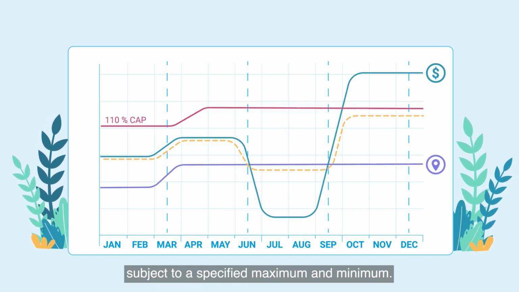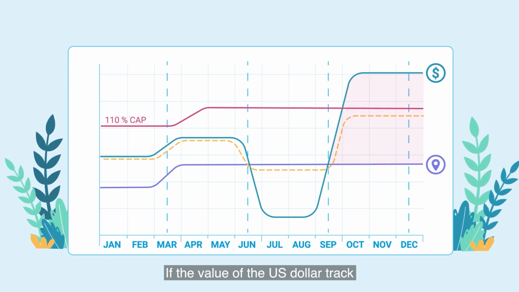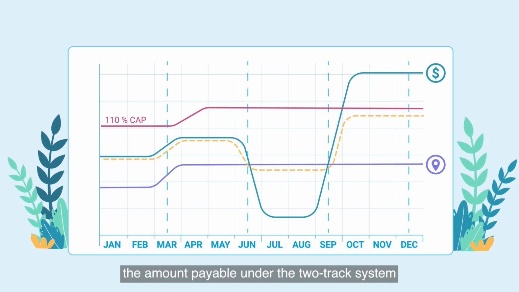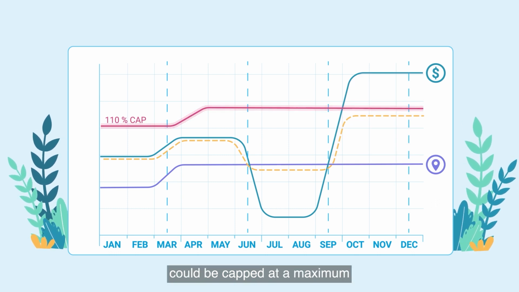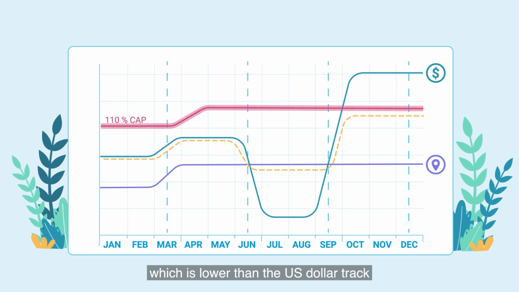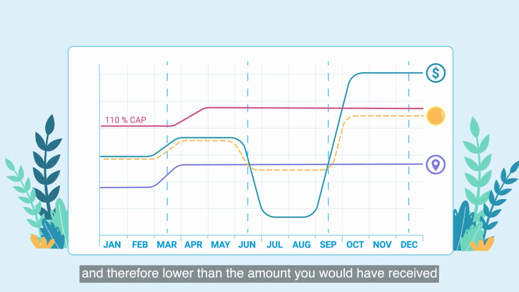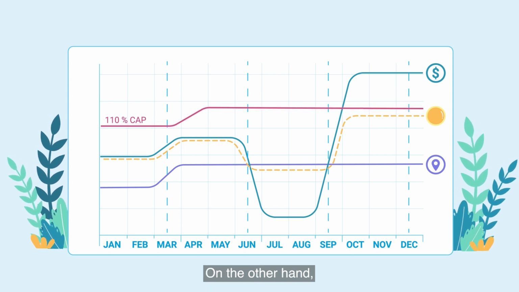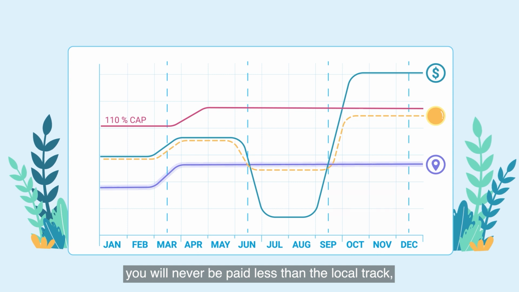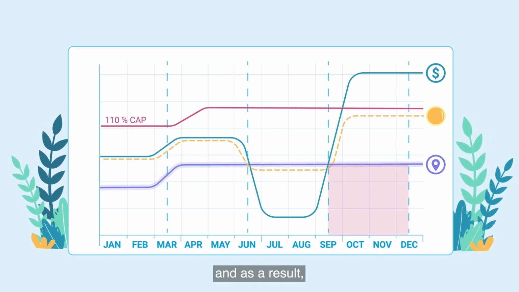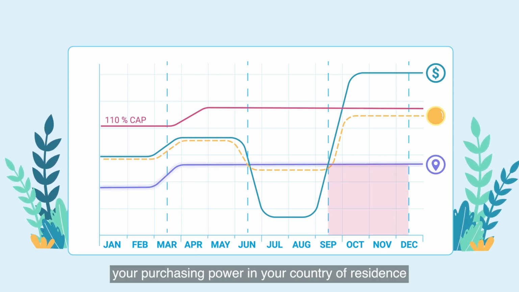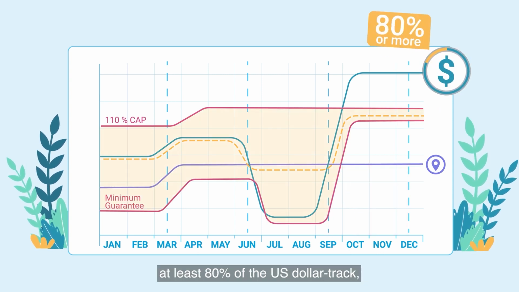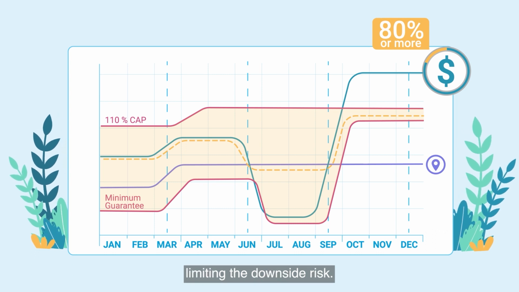If the value of the US dollar track far exceeds the value of the local track, the amount payable under the two-track system could be capped at a maximum, which is lower than the US dollar track, and therefore lower than the amount you would have received had you not opted for the two-track. On the other hand, you will never be paid less than the local track, and as a result, your purchasing power in your country of residence will be protected. You're also guaranteed to receive at least 80% of the US dollar track, limiting the downside risk.